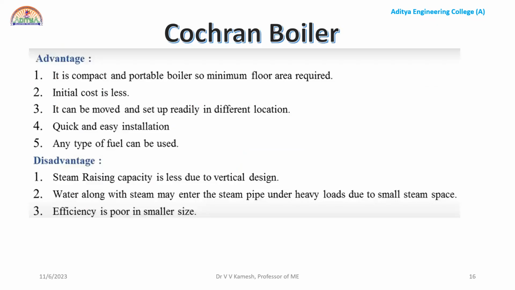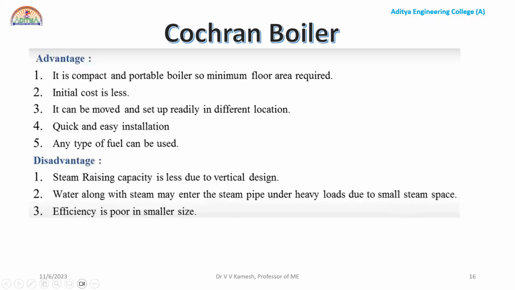Now the advantages and some disadvantages or limitations of the Cochran boiler. The advantages are: it is a compact and portable boiler, so minimum floor space or floor area is required, and initial cost is also less. It can be moved and set up readily in different locations, with quick and easy installation. Of course, this point is almost linked with the first point, because it is portable, installation is also very easy. And any type of fuel can be used. So not only coal, you can have some other fuel also.